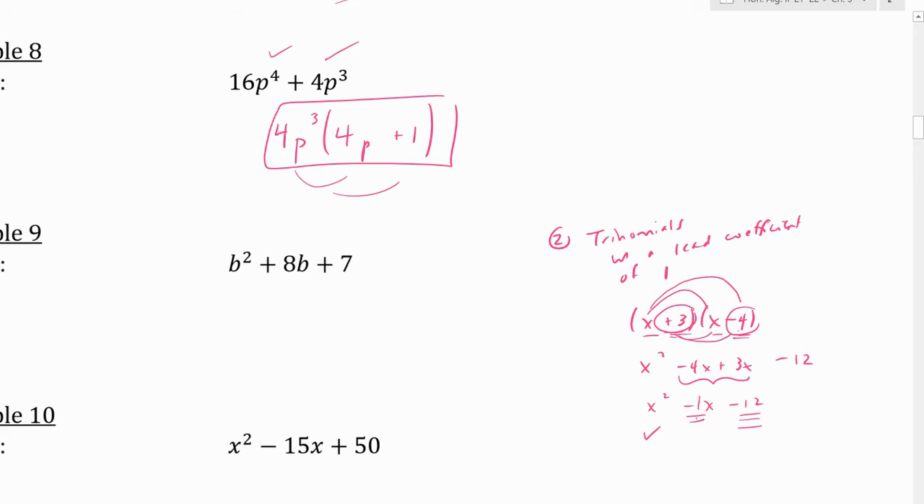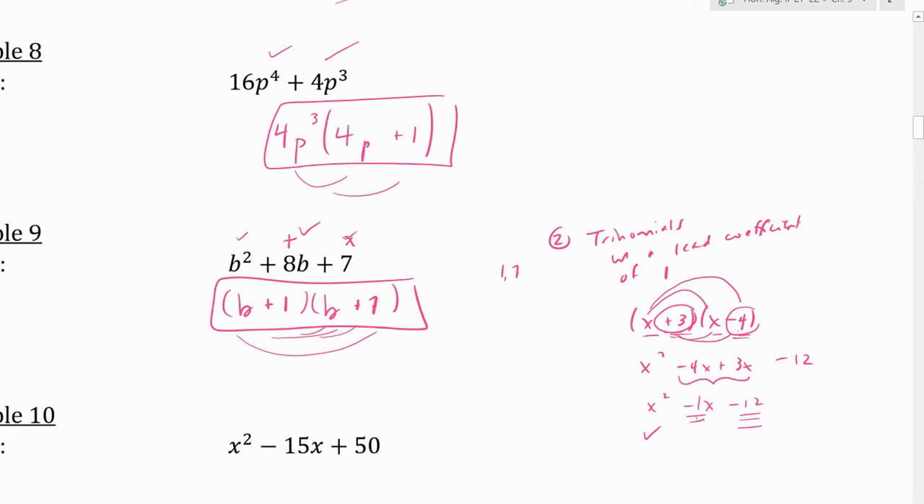So what I'm looking for to factor a trinomial where the front numbers are 1 is I'm looking for 2 binomials. I need 2 numbers that multiply to be 7 and that add up to be 8. Well, 1 and 7. Multiply to be 7, add to be 8. Positive 1 and positive 7. And then you can check b squared. 7b and 1b makes the 8b. There's the 7. Yep, that's it.